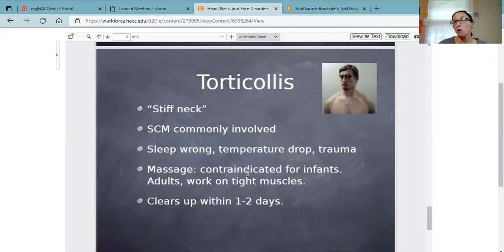I've seen this maybe twice in my practice. I've actually seen infantile torticollis once. The mom wanted me to work on her baby. I said yes, but I just gave it a general massage just because I wanted to play with baby. I didn't charge her either.